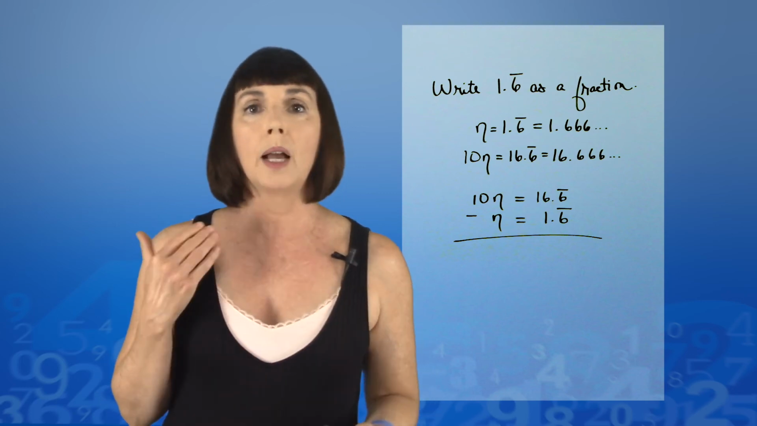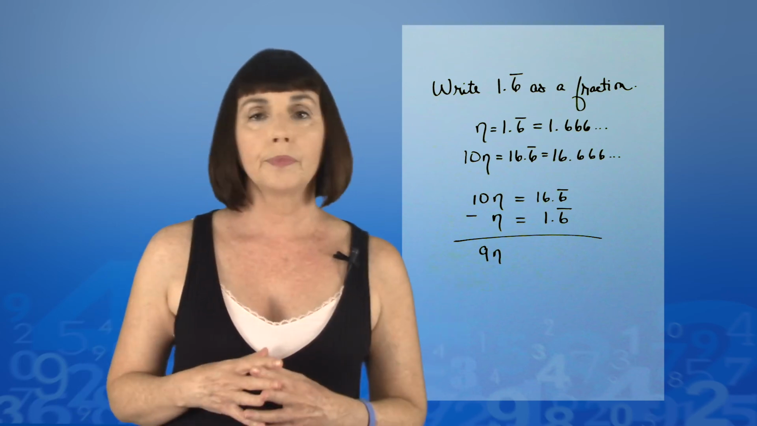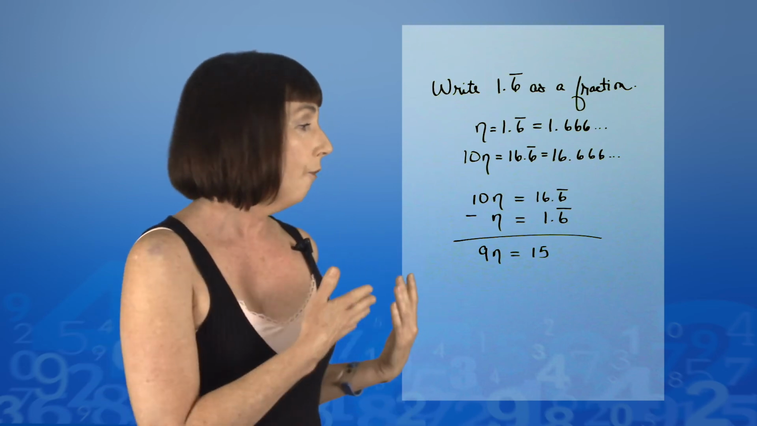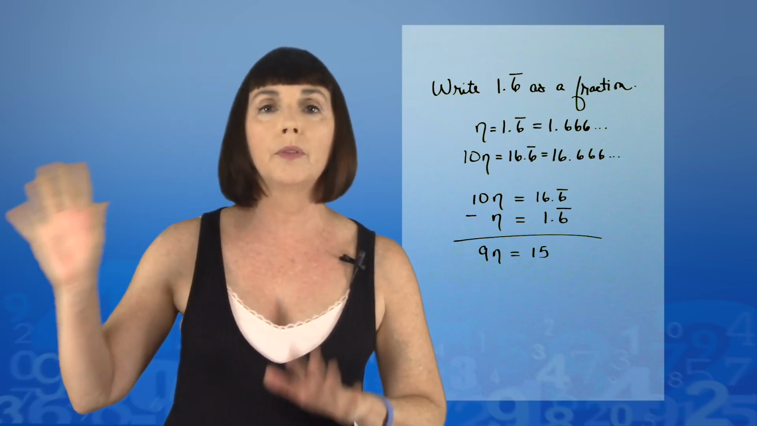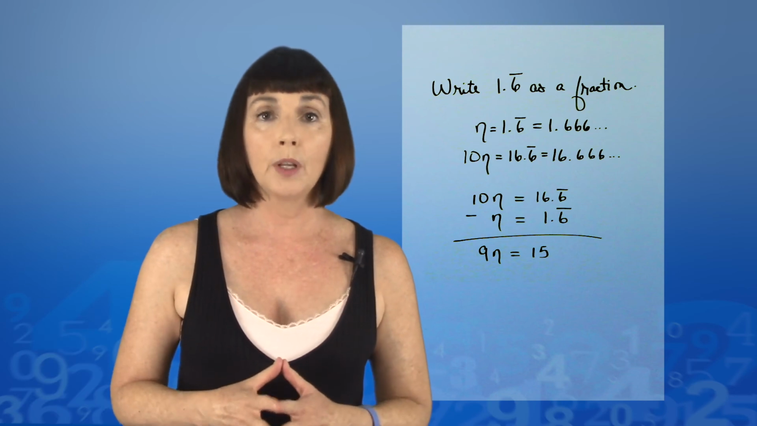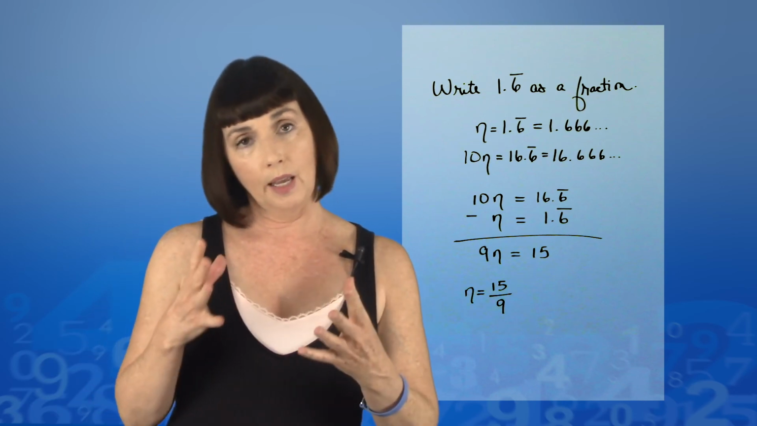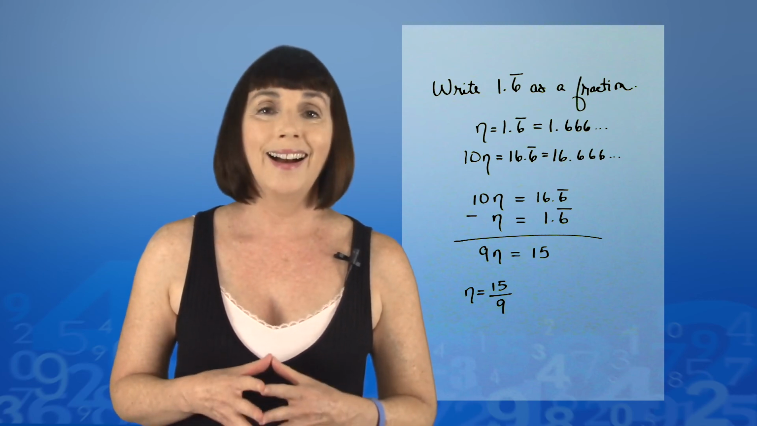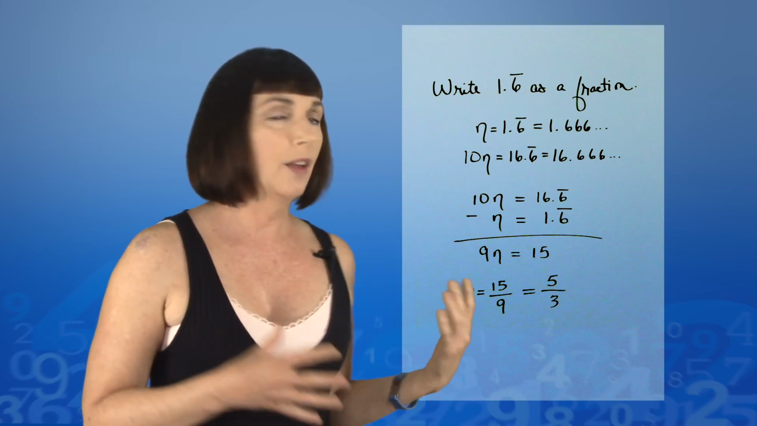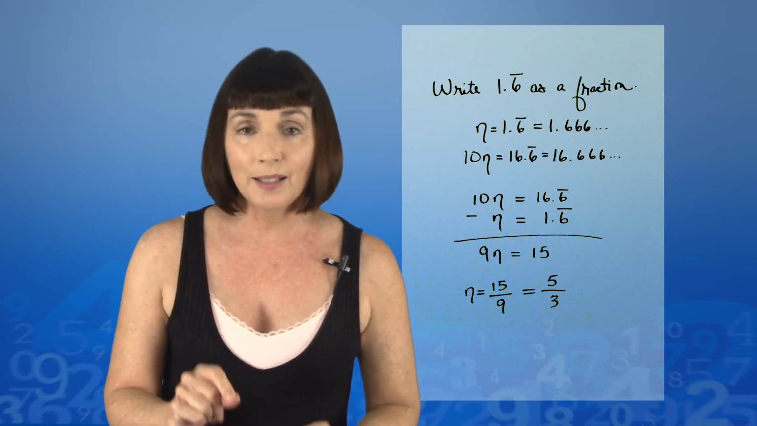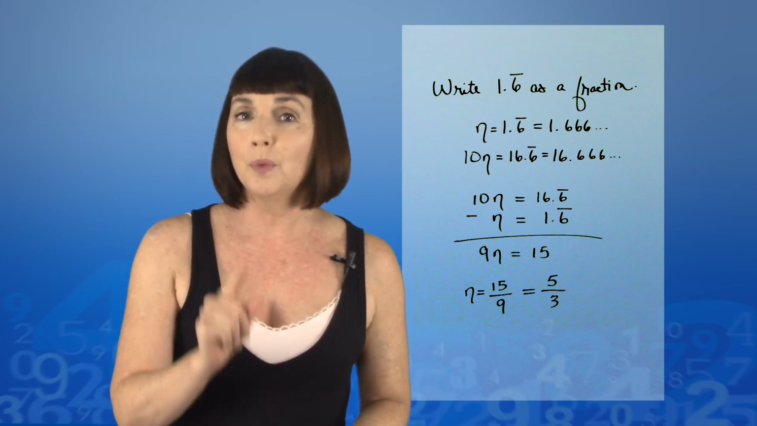Now 10n minus n is 9n. 16.6 repeating minus 1.6 repeating is 15. All those repeating decimal values cancel each other out. So now I have n is equal to 15 over 9, and reducing by 3, I get that n is equal to 5 over 3. Now that's an improper fraction, but we would expect that because our original value was greater than 1.